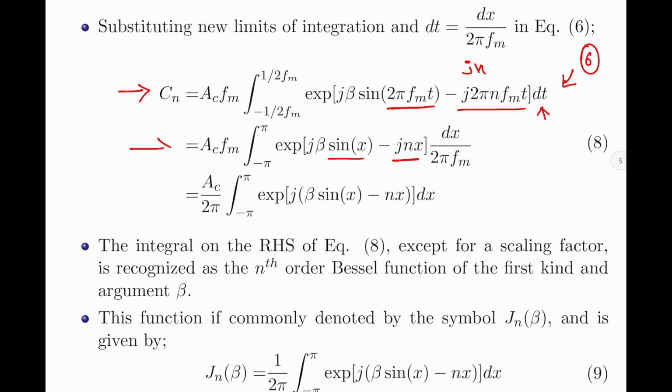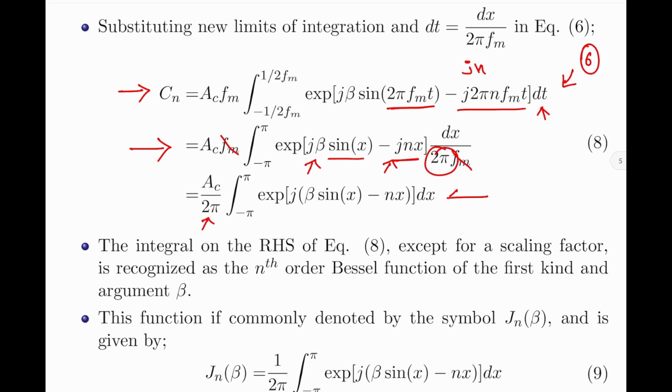Now, coming to this equation, there is an fm here and there is an fm in the denominator here, they get cancelled. And I am going to take this 2 pi towards the constant side. So, it will be AC divided by 2 pi, integral minus pi to plus pi, exponential of, now you look at this, there is j common in both the terms. So, I will take it outside. It will be j into beta sin of x minus nx, dx.